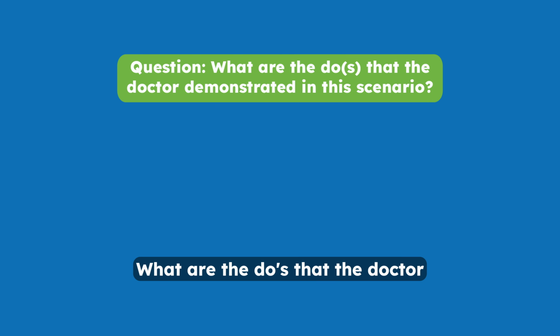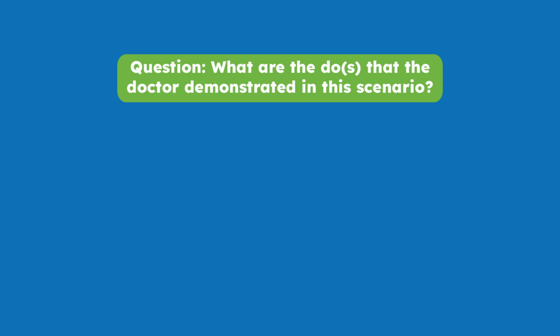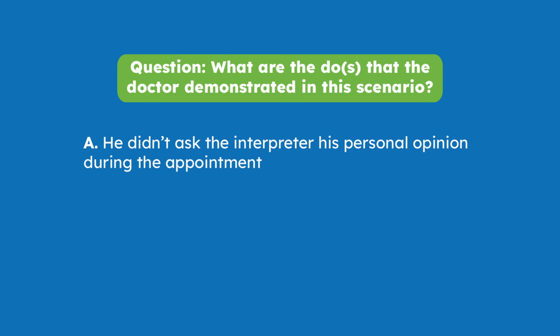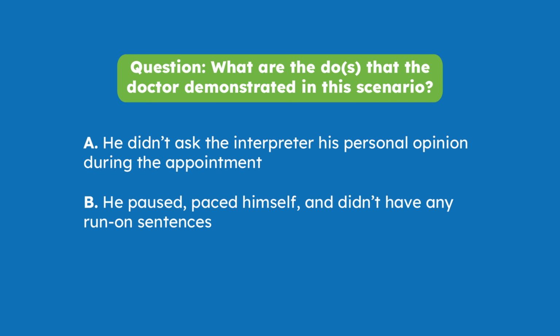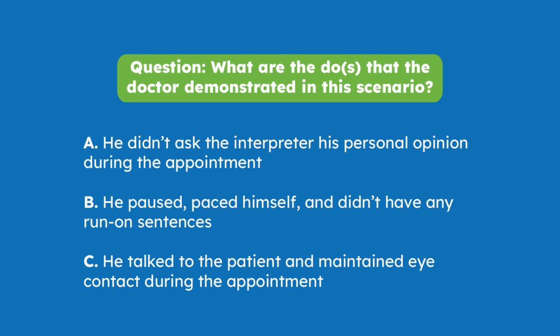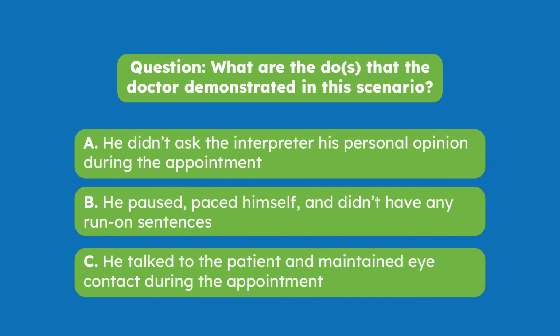What are the do's that the doctor demonstrated in this scenario? A, he didn't ask the interpreter his personal opinion during the appointment. B, he paused, paced himself, and had no run-on sentences. C, he talked to the patient and maintained eye contact during the appointment. The answer is A, B, and C.